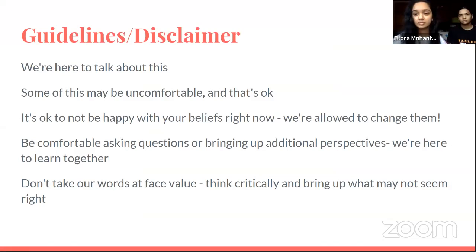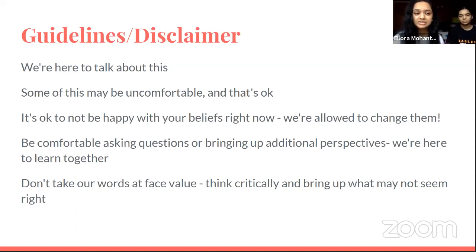So the purpose of this is to extend that conversation with everybody else. We also would like everyone to be comfortable asking questions and bringing up additional perspectives. Again, we're all here to learn together, but we're going to refrain from answering questions in the middle of the presentation. We're going to have a Google form, which I think Rainey will put into the chat box. If you would like to ask a question, you can do so anonymously through that form, and then we'll try and answer as many as we can at the end.